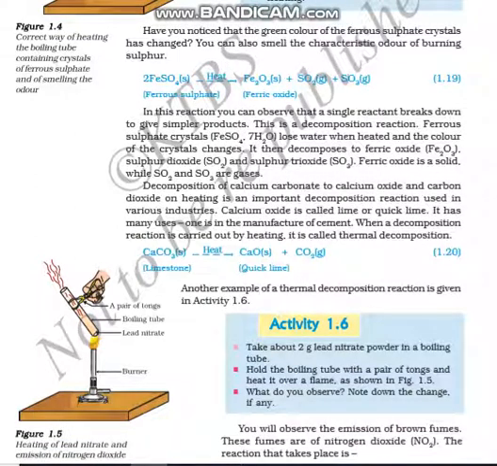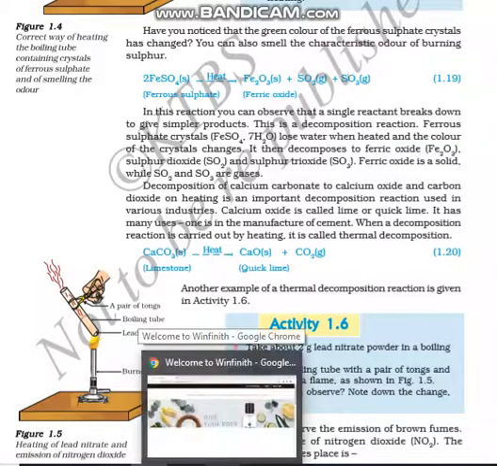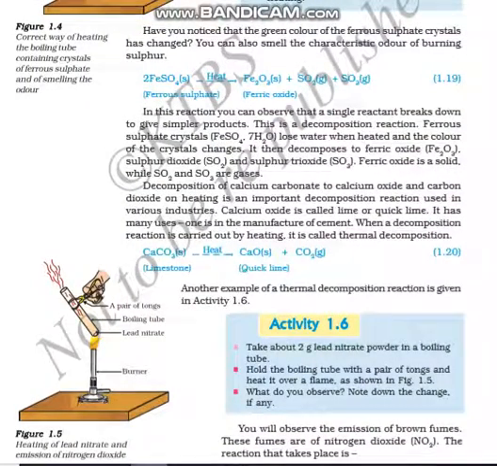Limestone, calcium carbonate. Let us take the second activity in the textbook, limestone, calcium carbonate. This is basically a single compound. When we heat this calcium carbonate, that means nothing but limestone, what happens? It gets converted to calcium oxide and carbon dioxide.